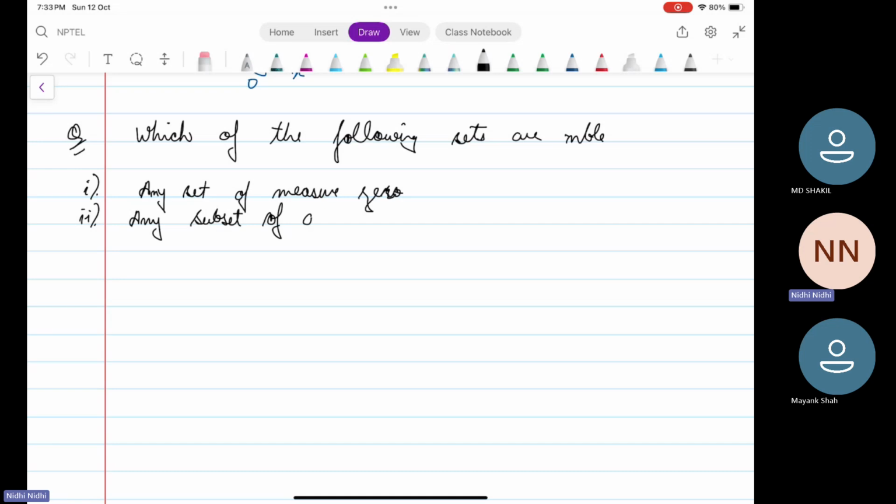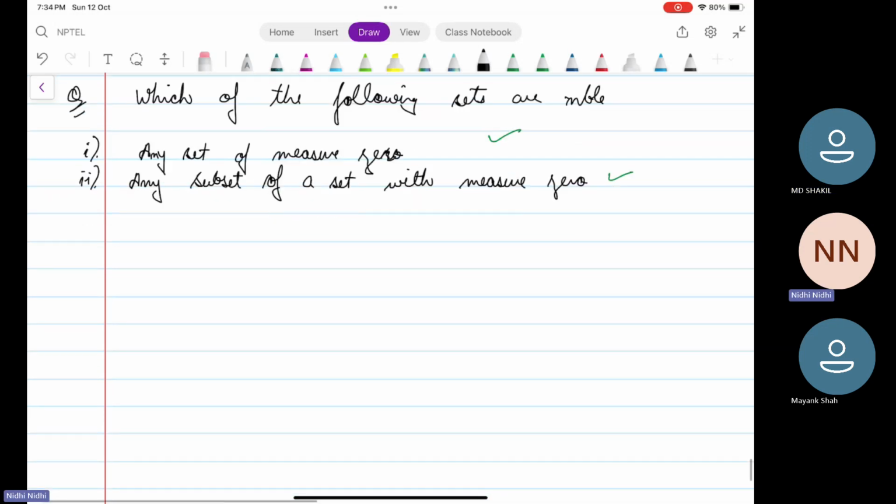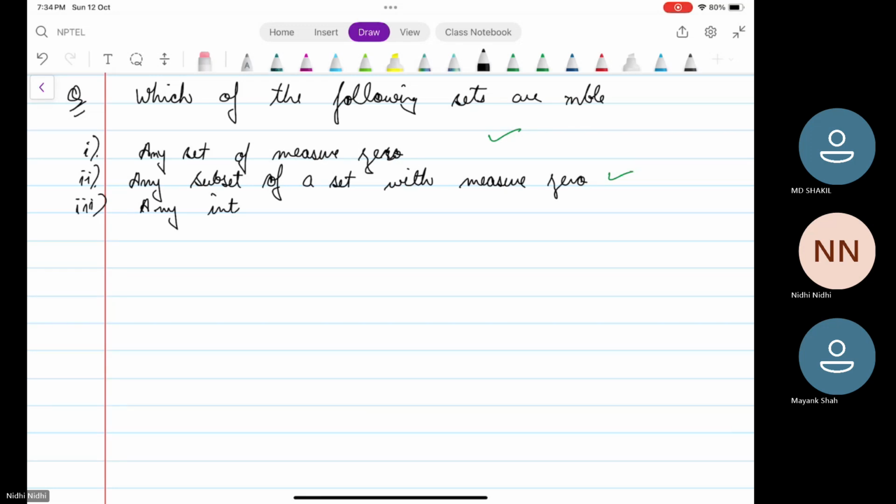Any subset of a set with measure 0. So therefore, by that property, this is also correct. Then we have any interval, and then the difference A minus B of two measurable sets A and B.